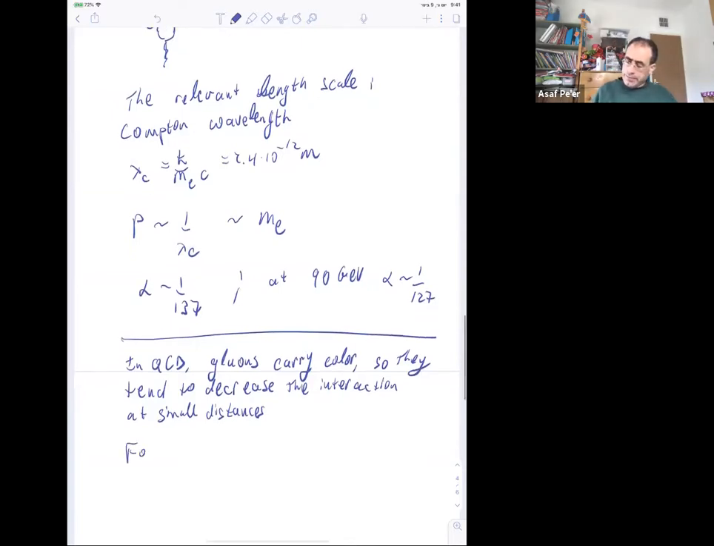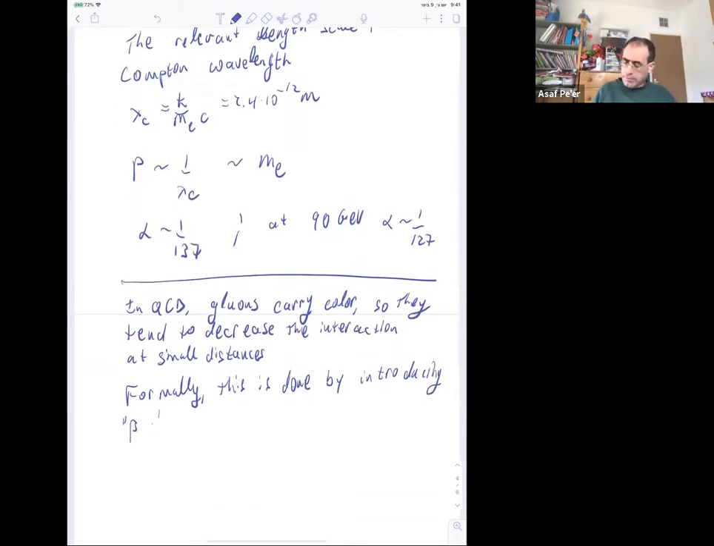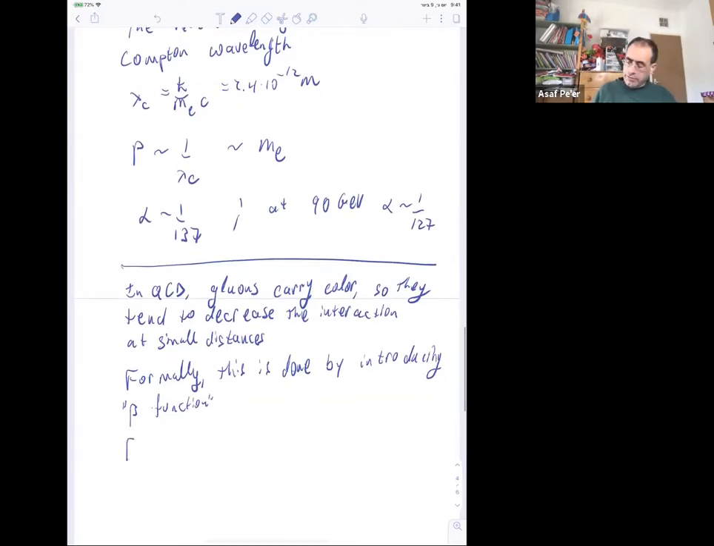So formally, this is done by introducing the beta function, right? Beta of alpha is d alpha over d log mu, where mu is the energy scale in which we measure the coupling constant.